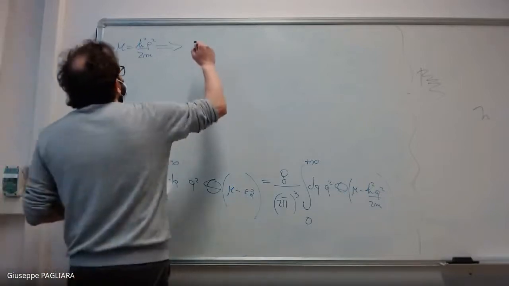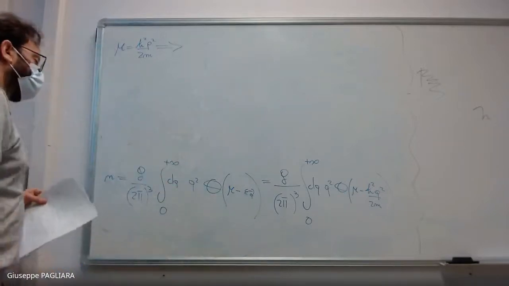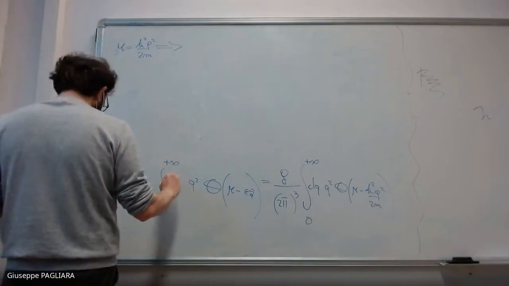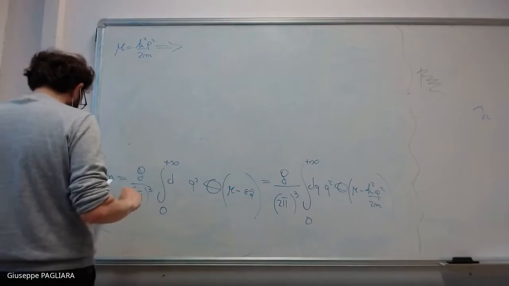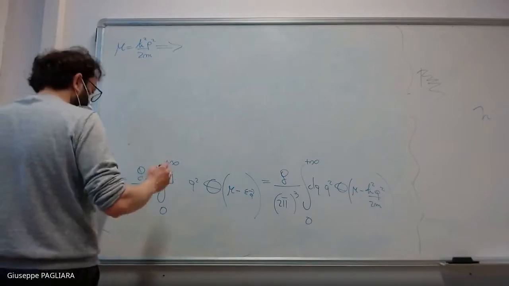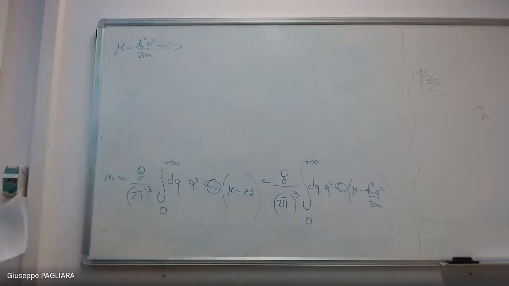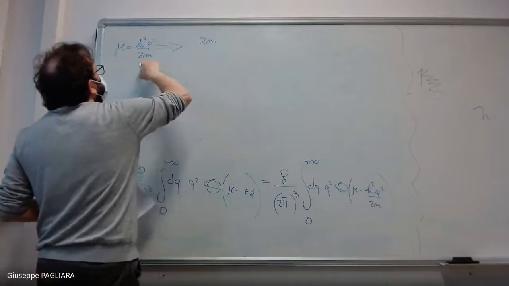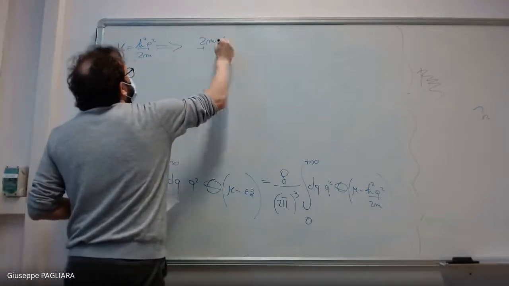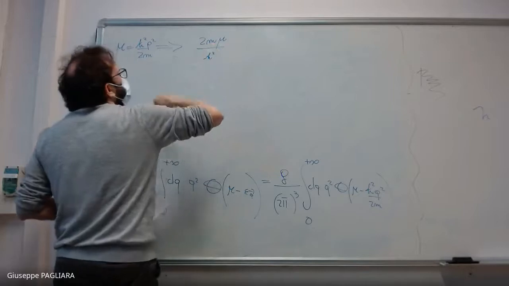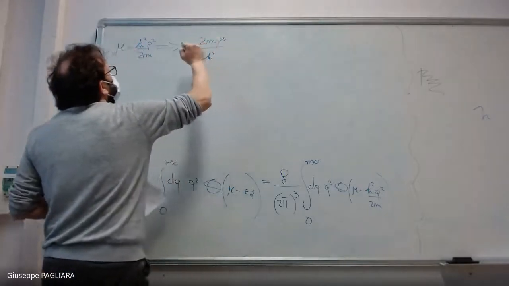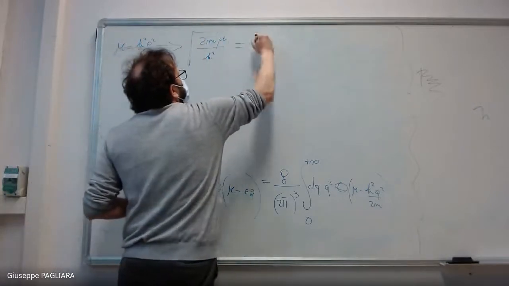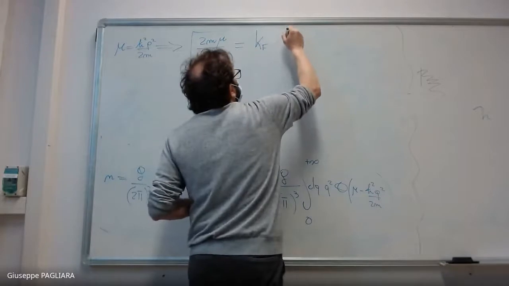From here, I can derive that, let me change the variable to k. Let me introduce this quantity, the square root of 2m mu divided by h bar squared. This defines kf, which is called the Fermi momentum.